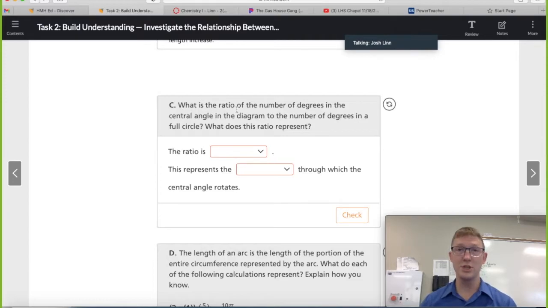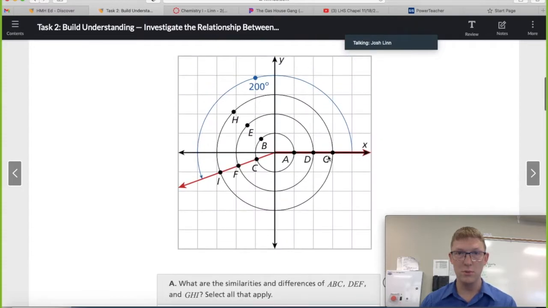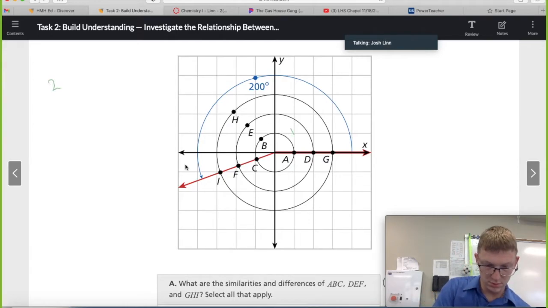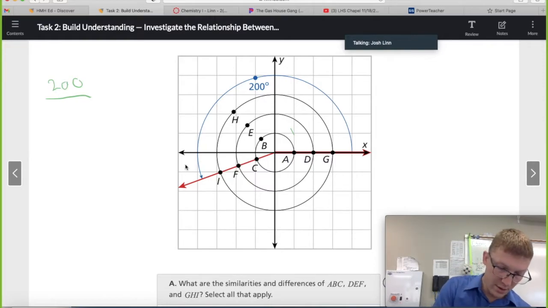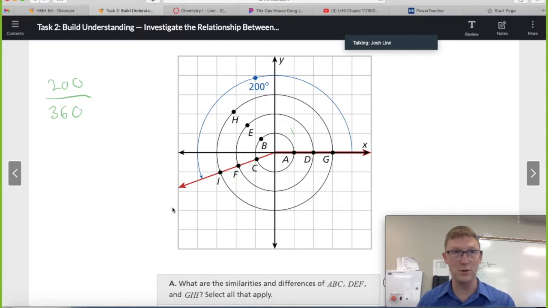What is the ratio of the number of degrees in the central angle in the diagram to the number of degrees in a full circle? What does that ratio represent? So we've got 200 degrees here. How many degrees are in a total circle? Hopefully you're thinking to yourself, there are 360 degrees in a full circle.